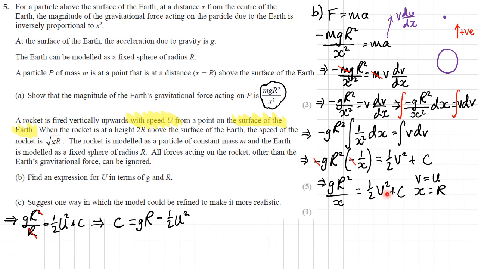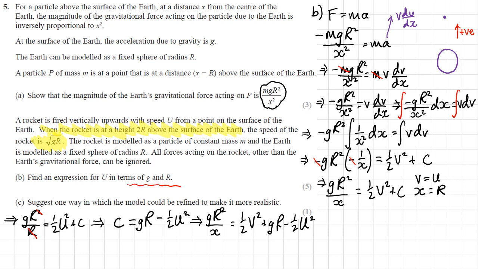So this constant can now go here, and that will give me a value of g r squared over x is equal to half v squared plus my constant, which is gr minus half u squared. Now the question says that I need to give my answer in terms of g and r, so I need to eliminate any v's, and I can do that with another piece of information that's given in the question, which says that when the rocket is at a height of 2r above the surface of the Earth, the speed of the rocket is root gr. So I can make a couple of substitutions here.